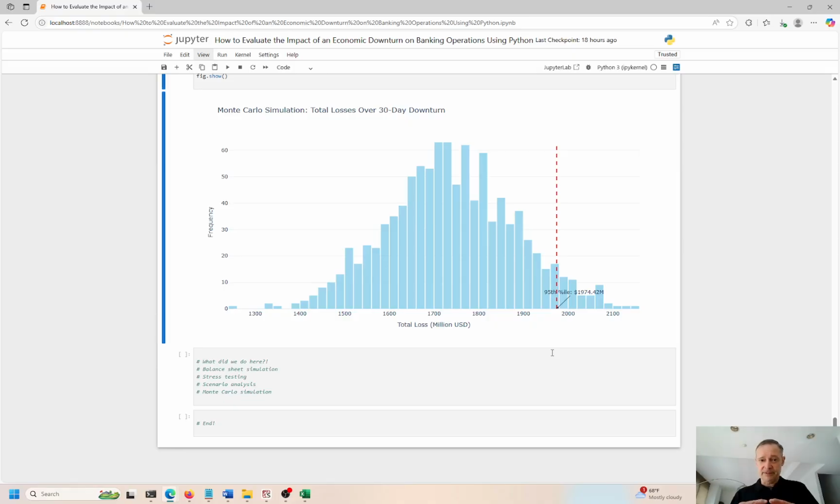Okay, so that's it. That's the simulation analysis, Monte Carlo simulation, and how to quantify the impact of an economic downturn on banking operations. So what do we do today? We looked at balance sheet simulation, stress testing, right? If the economy tanks and goes down, what's the worst case scenario analysis, and Monte Carlo simulation. That's what we achieved today.